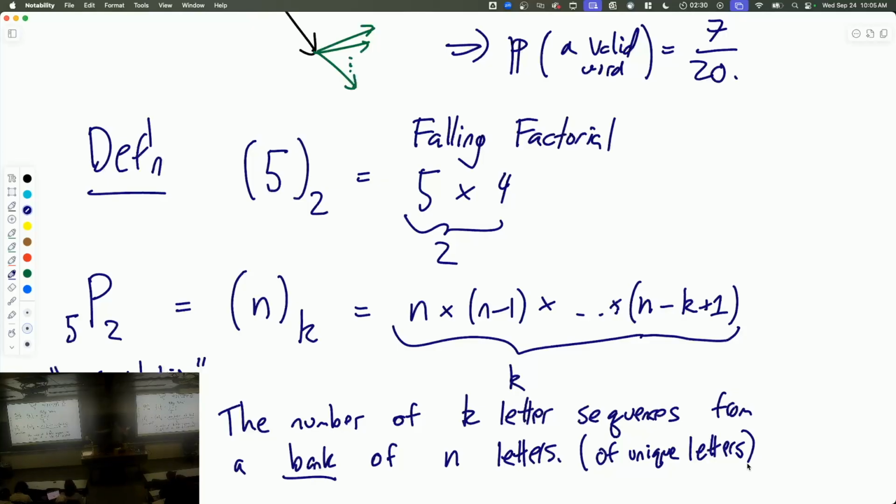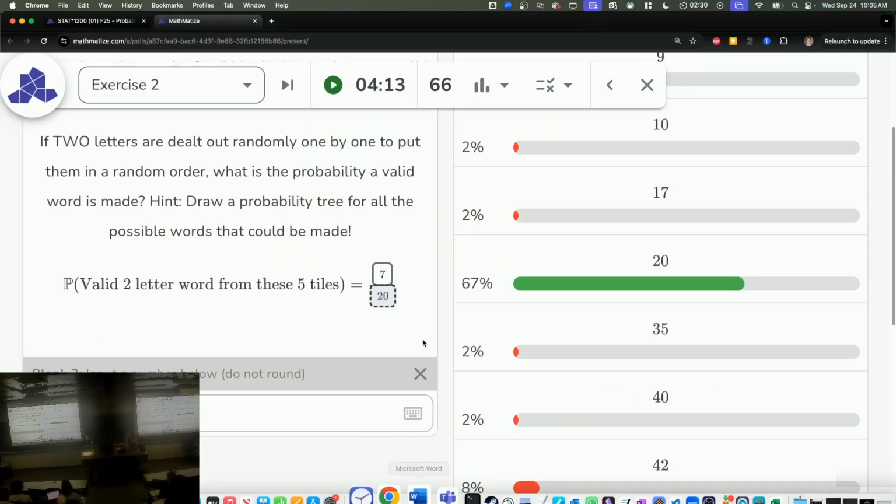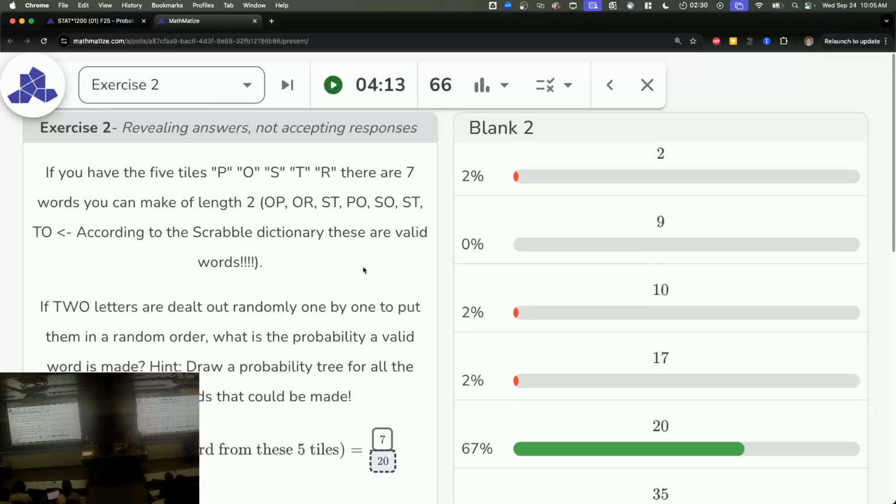Yeah, Professor Humphrey, what I'm curious about is those 7 valid two-letter words. Could you put those up again? Yes. I just did this, and I will defer responsibility to the Scrabble dictionary. There's one missing? Well, what kind of valid word is ST? I think it's short for street.